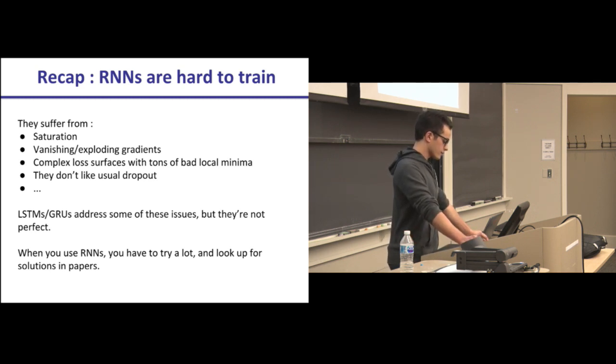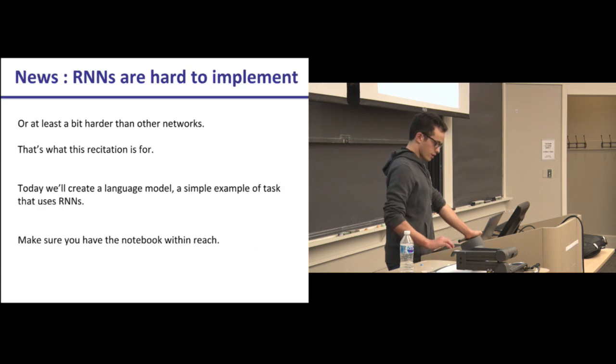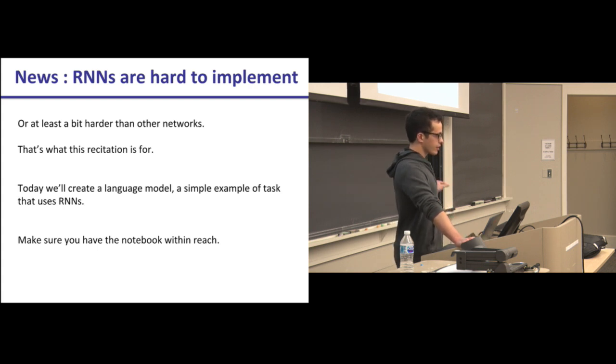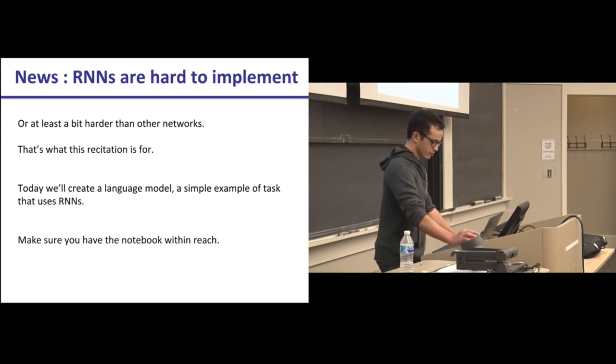So you knew that. What you may not know is that in addition to that, RNNs are not so easy to implement either, compared to the rest. So you've done MLPs and convolutional layers. With RNNs, because you handle the sequence, with the batch you have 3D inputs, and it can be a little tricky to manage. So we'll try to cover mostly that today. So there is a notebook for the recitation. So try to get your hand on it for when we're going to use it.